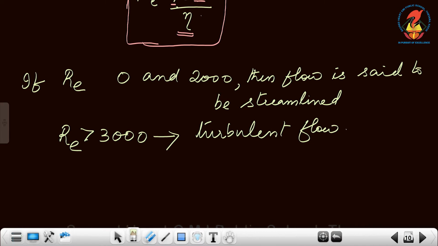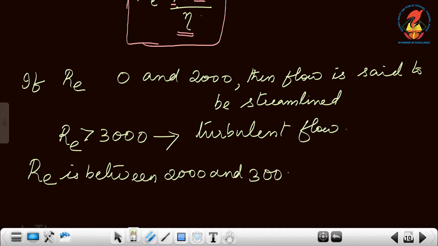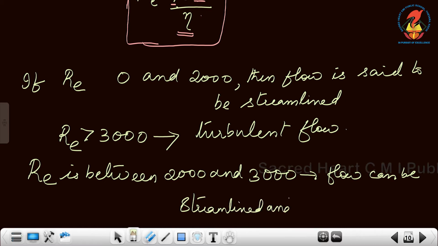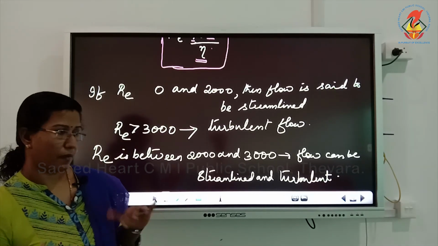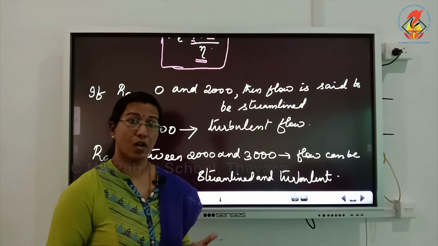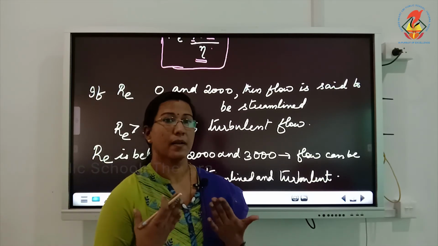So, there will be a value between 2000 and 3000, isn't it? And if Reynolds number is between 2000 and 3000, then the flow can be streamlined and turbulent, which means it will be unpredictable. In certain areas the flow will be streamlined, in certain areas the flow will be turbulent. So till now I am using the terms streamlined and turbulent. Now what is actually streamlined flow? What is actually turbulent flow? Let us see what is streamlined flow.